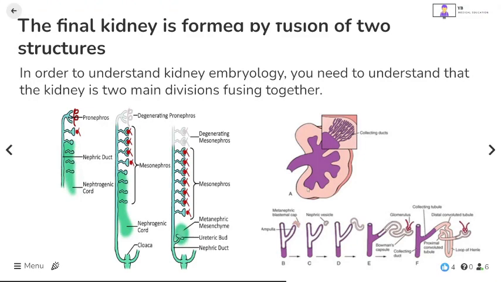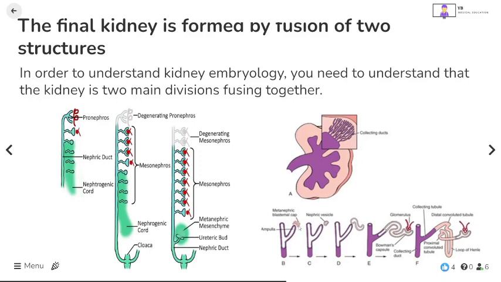All right, so I want you to imagine something. The nephrogenic cord, or the metanephric blastema, is going to form a part of the nephron, and the ureteric bud is going to form the other part of the nephron, okay? Take a look at this picture right here. This is the ureteric bud. This is the metanephric blastemal cap, okay?